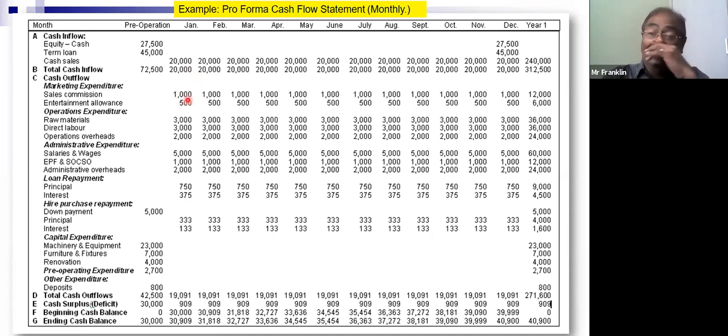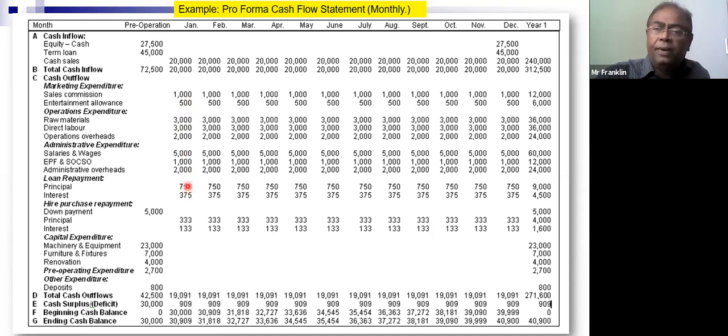That means he's selling something. This company is selling something, ada commission kepada salesman. Entertainment allowance, wah, banyaknya. Entertainment dia pergi buat 500 ringgit lah. Raw material, seperti 3,000. All this he pays cash. Salary, wages, EPF, SOCSO, administrative overhead, 2,000. I think maybe 2 staff they have.